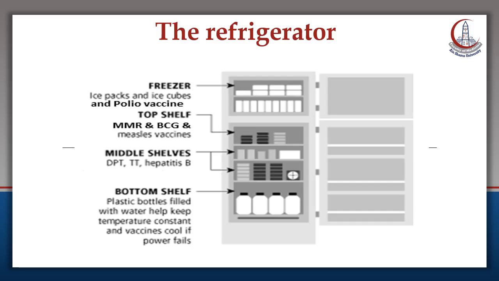What is a cold chain? The cold chain refers to all personnel and all equipment necessary to keep vaccines safe from the manufacturer to the child. This equipment inside the primary health care consists of the refrigerator, as we see, the ice box, and the vaccine carrier. Here is a refrigerator.